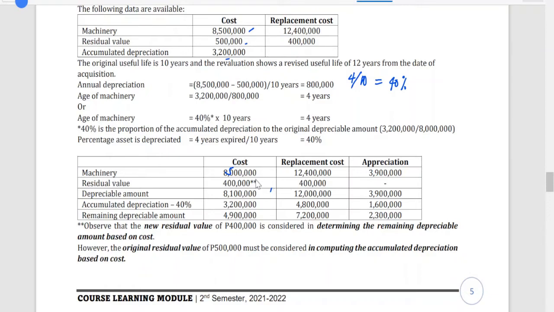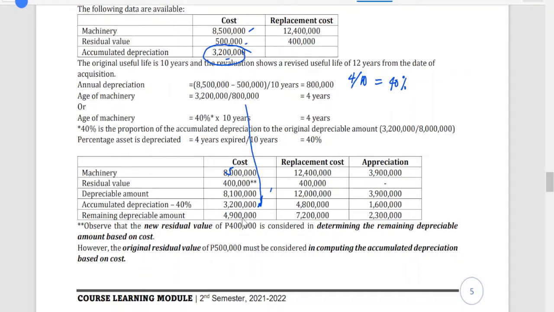So this is what will happen. Get the depreciable amount based on the new residual value and then get the accumulated depreciation. The accumulated depreciation here is 3,200,000. This is again based on the original depreciable amount, the depreciable amount based on cost. So 8,500,000 minus 500,000 divided by 10 years. So that's 3,200,000. It's still the same. Okay? It's still the same here. So do not compute based on 400,000.